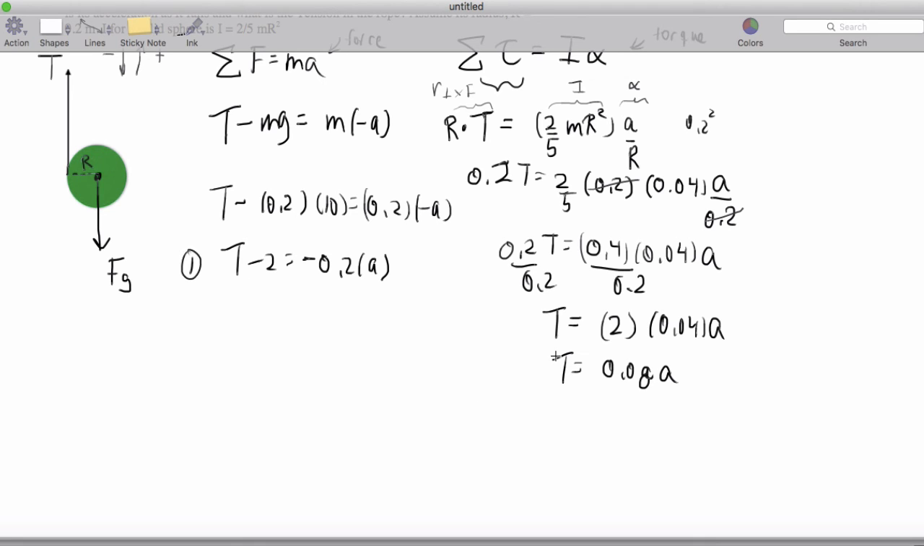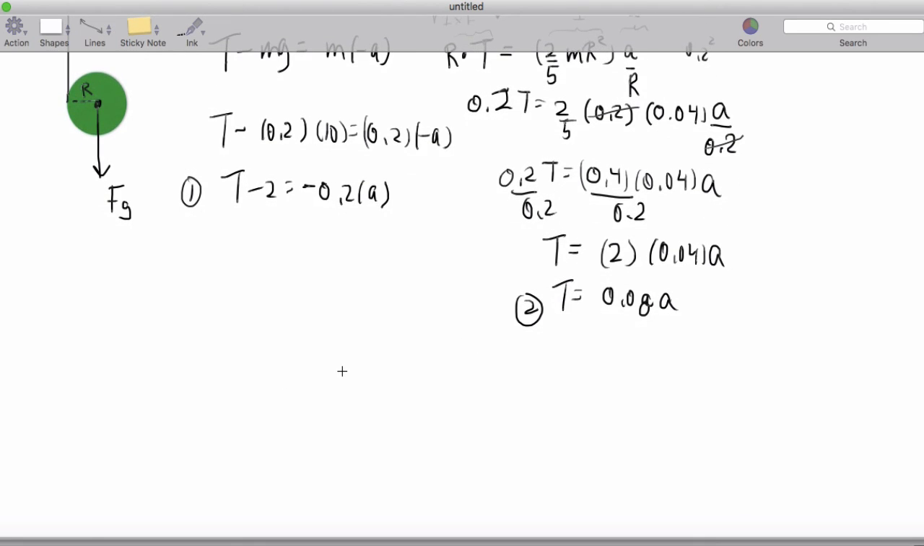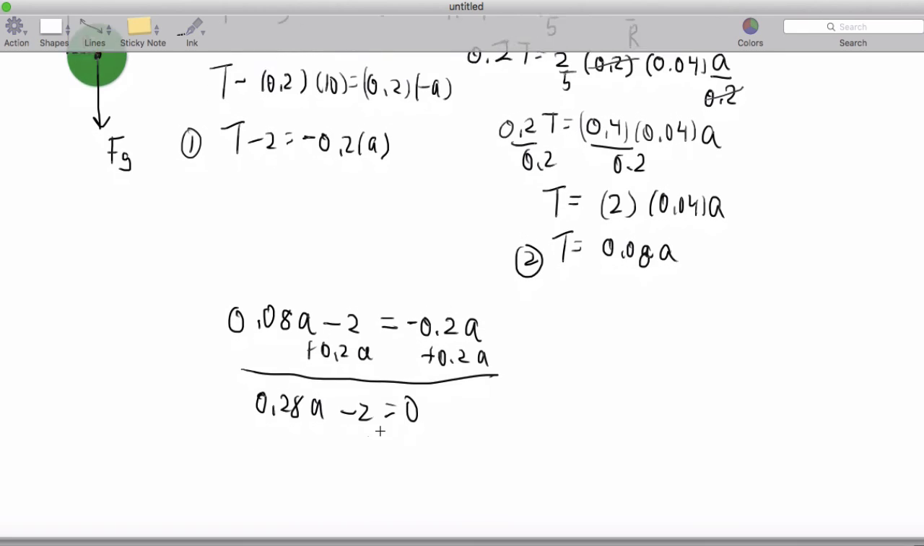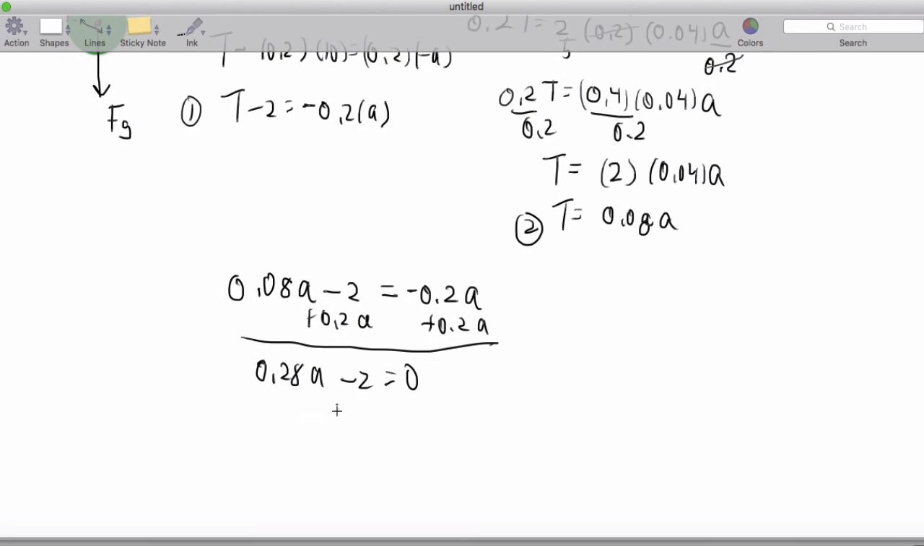So let's do a little substitution. This is equation 1, this is equation 2, and we can substitute. So we have T minus 2, 0.08a minus 2 equals negative 0.2 times a. I'm going to rearrange a little bit. I'm going to add 0.2a to both sides. That's going to give me 0.28a minus 2 equals 0. Let's add 2 to both sides. So I'm going to get 0.28 times a equals 2.